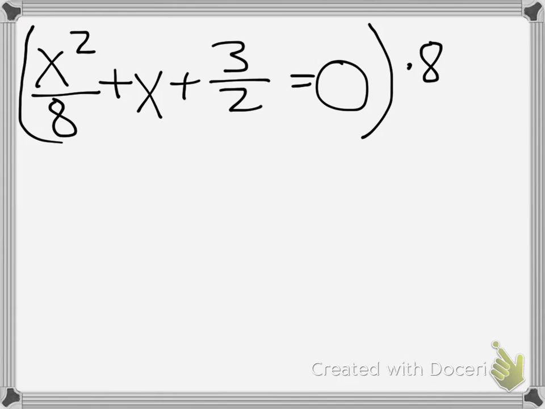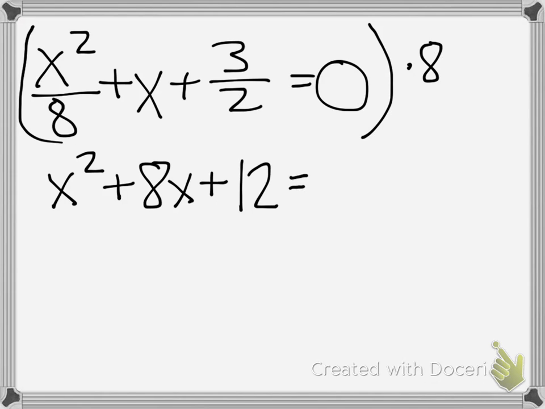x squared times 8 divided by 8. The 8's cancel. That's just x squared. x times 8, 8x. 3 times 8 divided by 2. That's 3 times 4. That's 12. 0 times 8. 0 times anything is 0.